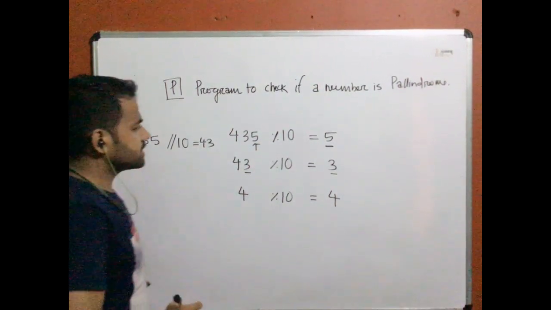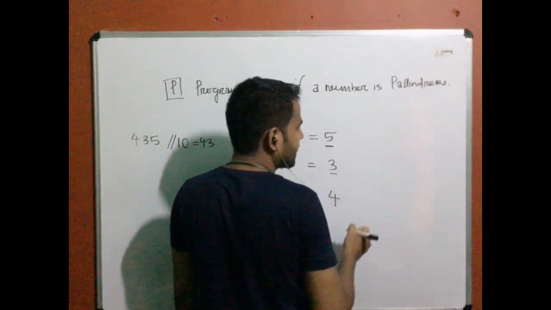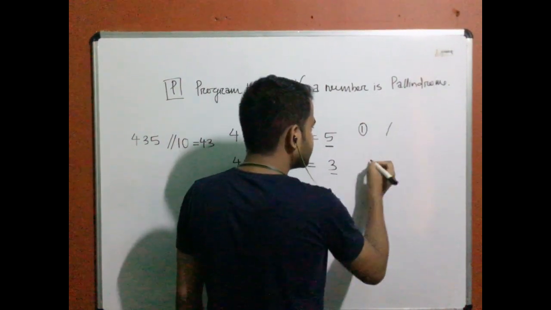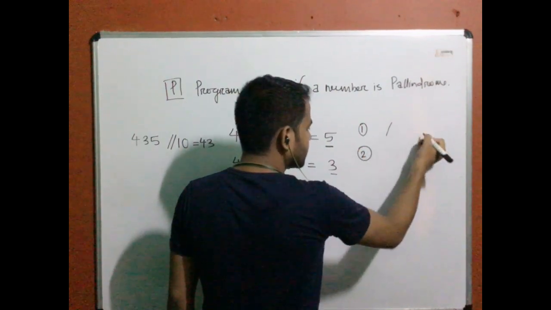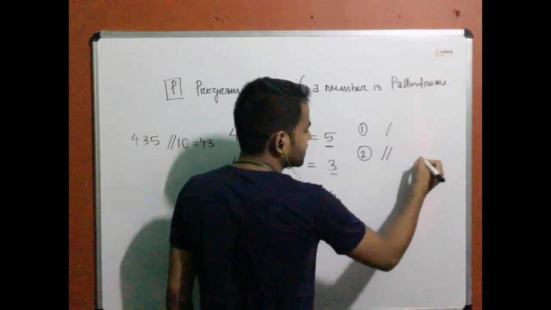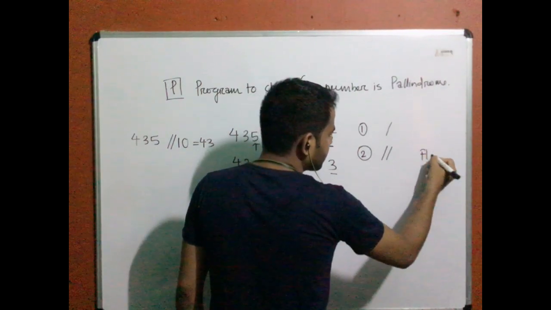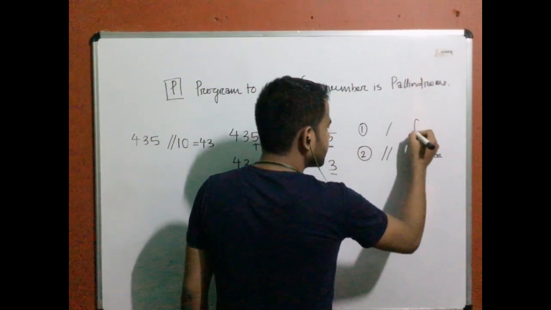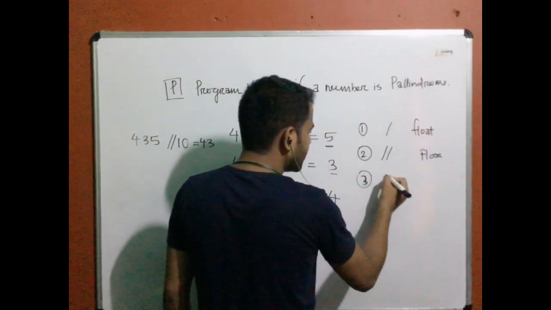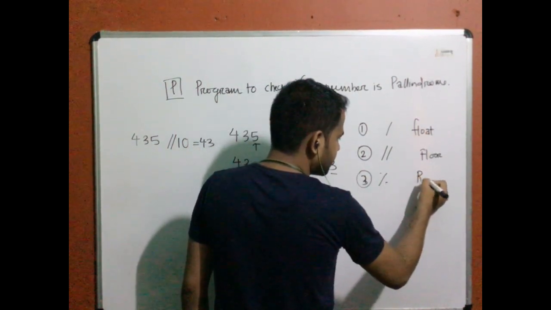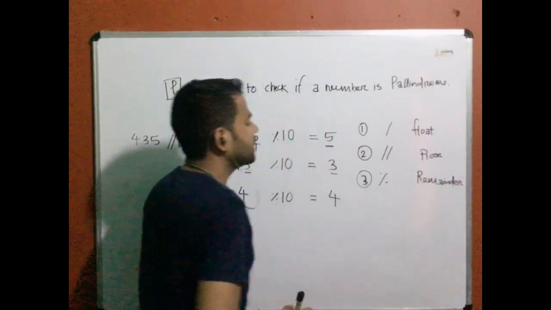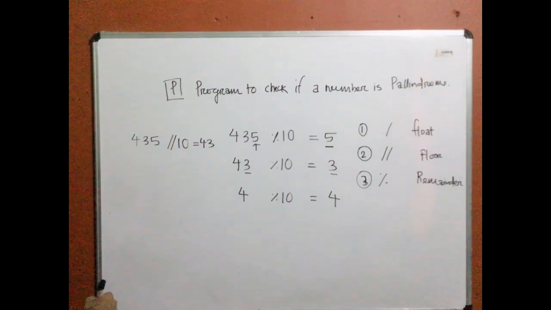We discussed in class that Python provides three different types of division operations. At number 1 we have simple division, which is also called float division. At number 2 we have integer division, which is also called floor division. And at last we have modular division or remainder division. This is pretty clear to everyone because we discussed it in the initial classes.